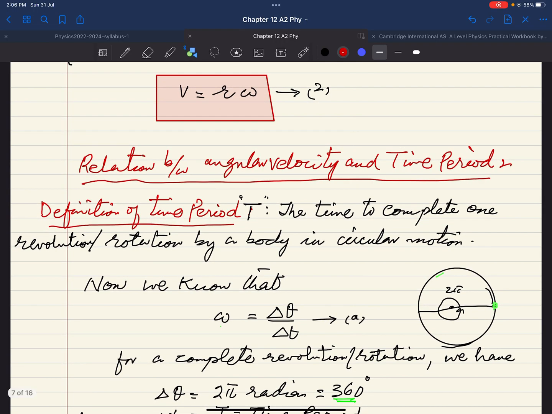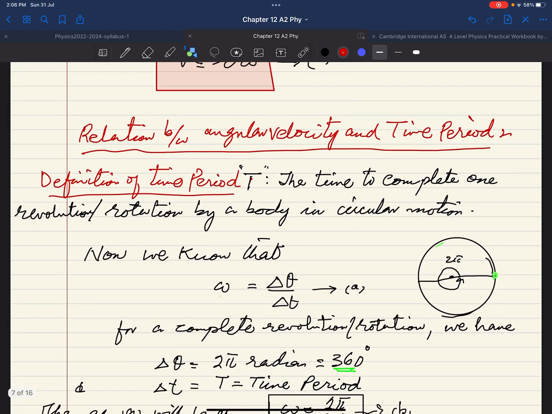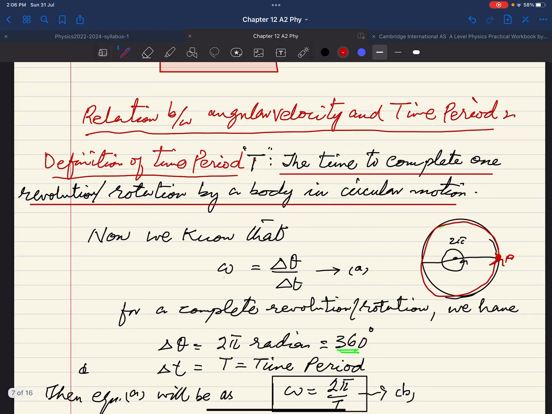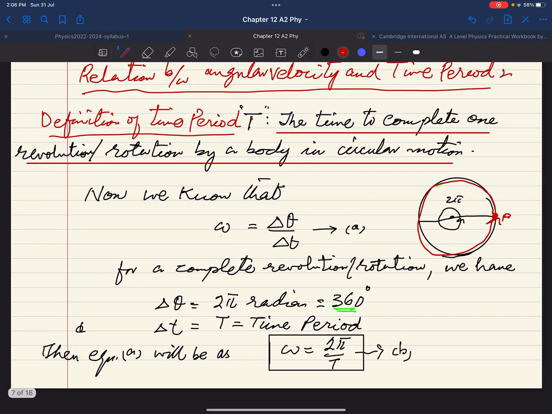velocity and time period. So you know that if you want to define time period, it is the time to complete one revolution or rotation by a body in a circular motion. So this is the definition of your time period. And suppose here we have the point P, and the body is completing the rotation. So what will be the situation? So you said that the body will complete a rotation and the time period will be capital T.